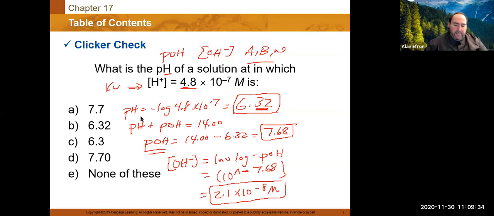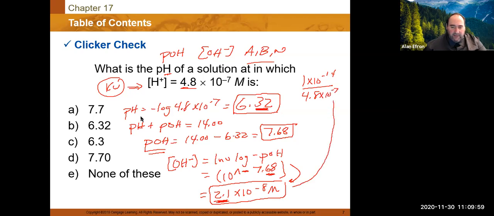Again, going backwards from our pOH value to our concentration value, we have 2 decimal places. That gives us, again, 2 significant figures going this direction backwards. Again, if you use Kw, which is 1 times 10 to the minus 14 divided by 4.8 times 10 to the minus 7, that should also give you the same answer. So it's perfectly fine. Whichever way you want to do it, it should give you the same sort of answer.